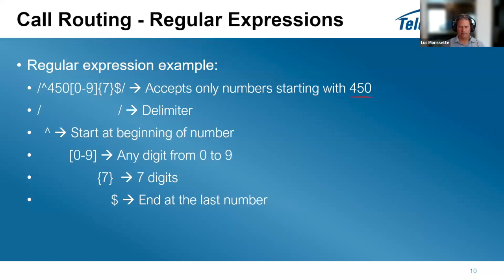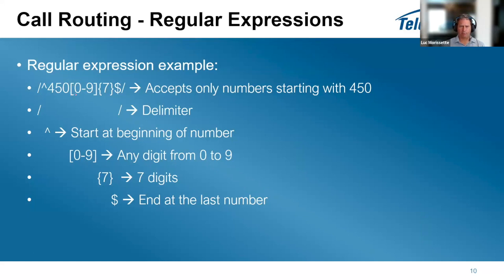So the information you have here in the regular expression is, the initial bars here are the delimiters. So it just shows that the regular expression is in between those two bars. You have the caret here, which says start at the beginning of the number. So here it's 450. So that means the number needs to start with 450. Okay, so the first number needs to be 4, 5, and 0.